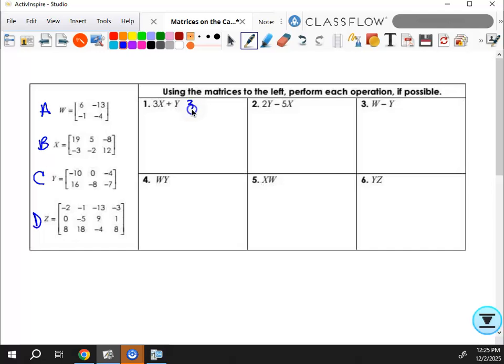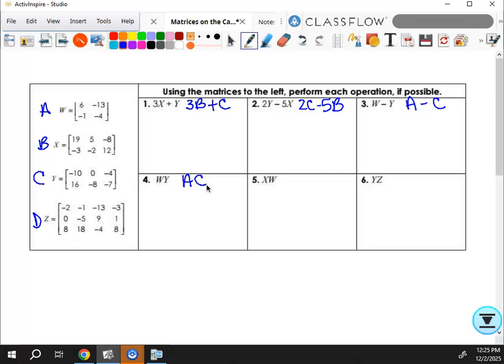So this would be 3B plus C. This would be 2C minus 5B. And then A minus C. Then here we're multiplying, so this would be A times C.